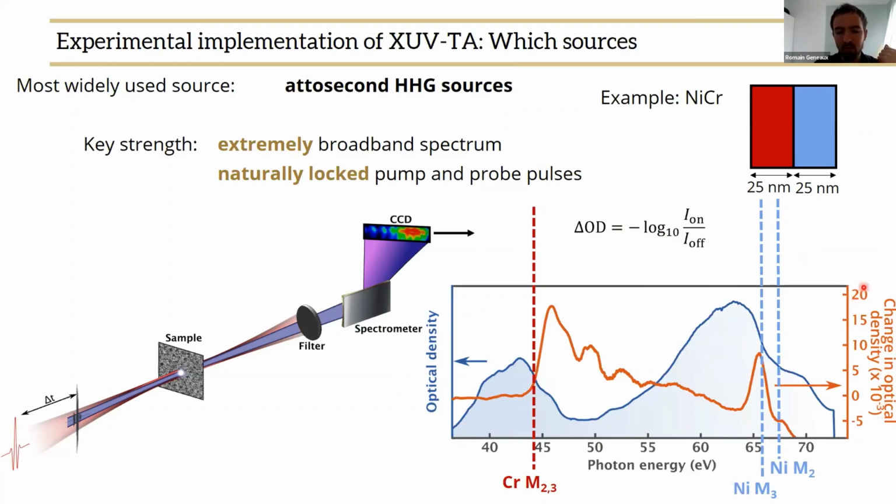So for instance, this orange curve here, I would read this as a maximum level of 18 milli-OD, because there's a 10 to the minus 3 here. We get 18 milli-OD at the chromium edge, and then we see some other features because other oxidation states of chromium have different energies. And here you also have some signal at the nickel edge. So this is what we get from one time point, one time delay.